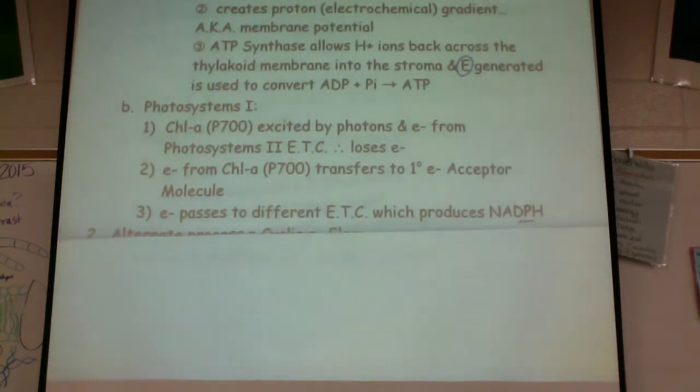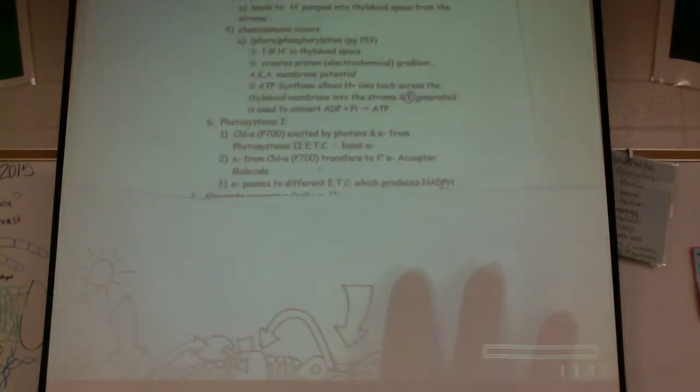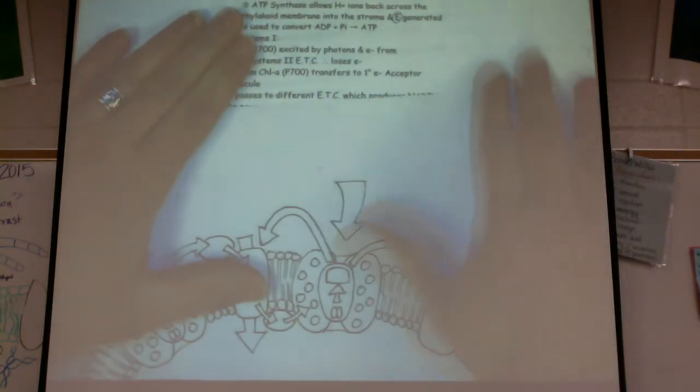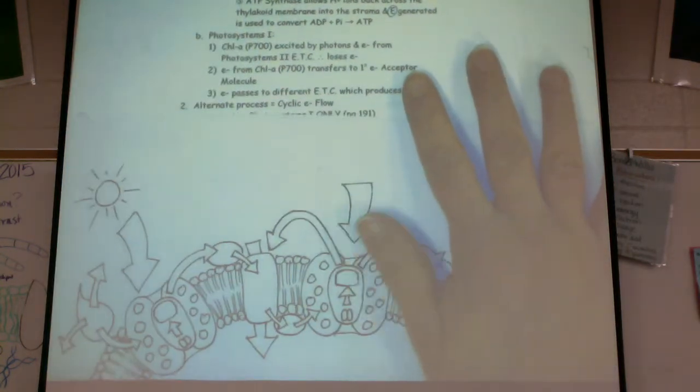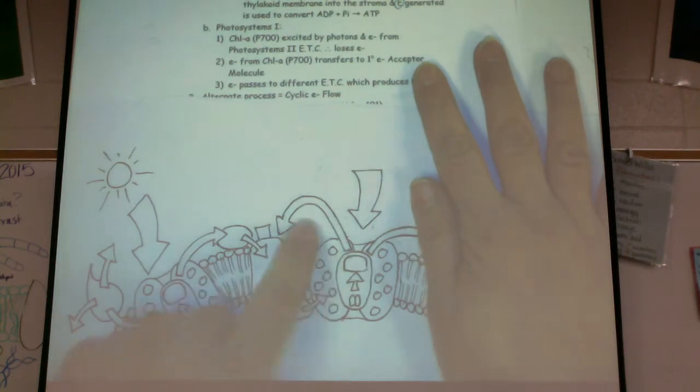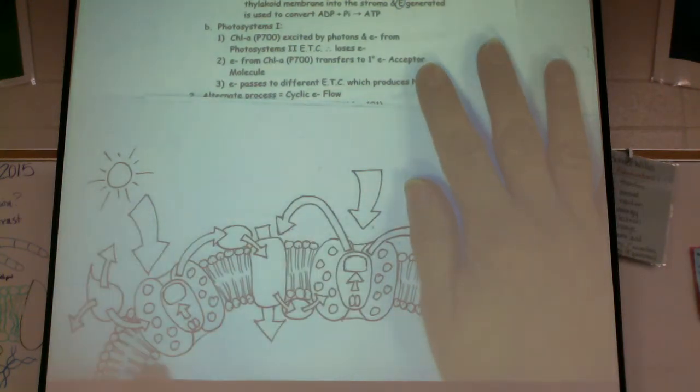So what I'm going to do is go over here and grab a little picture that I use in IB12 for this part. So in other words, you have two photosystems. You have photosystem 1, it's right here, and photosystem 2.